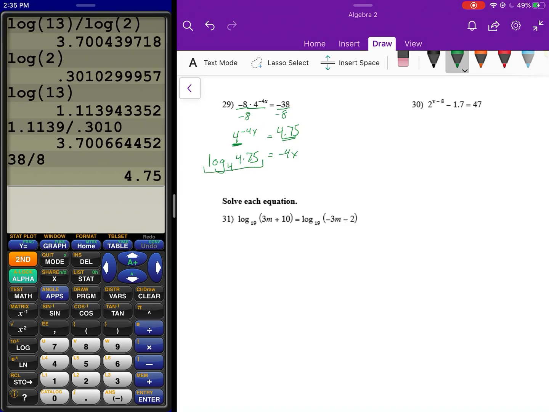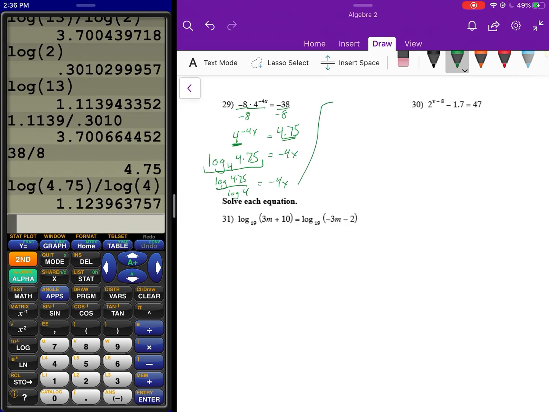We can use the change of base here. I'll write it out. That's log of 4.75 over the log of 4 equals -4x. Let's figure out what those things are. So log of 4.75, close parentheses, divided by log of 4. I'm running out of room here, so we'll come up here. This is 1.1239. Actually, this rounds to 40 equals -4x.